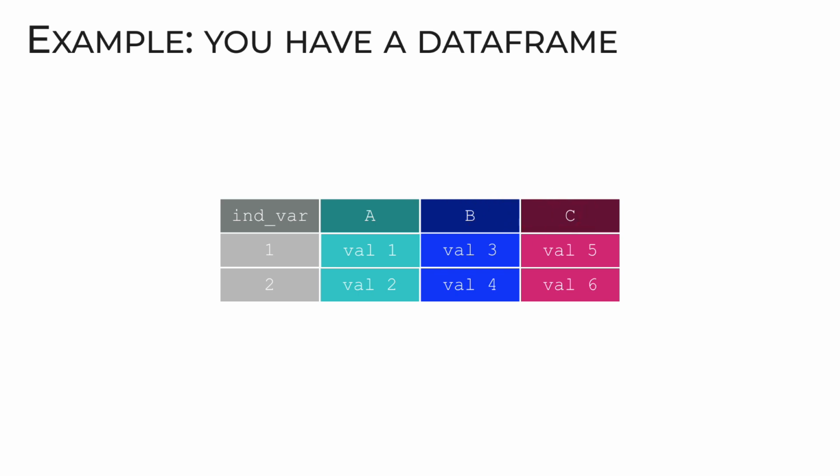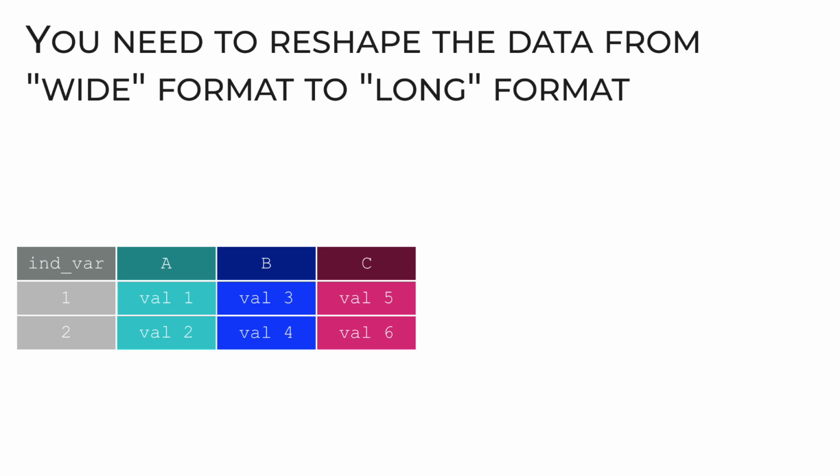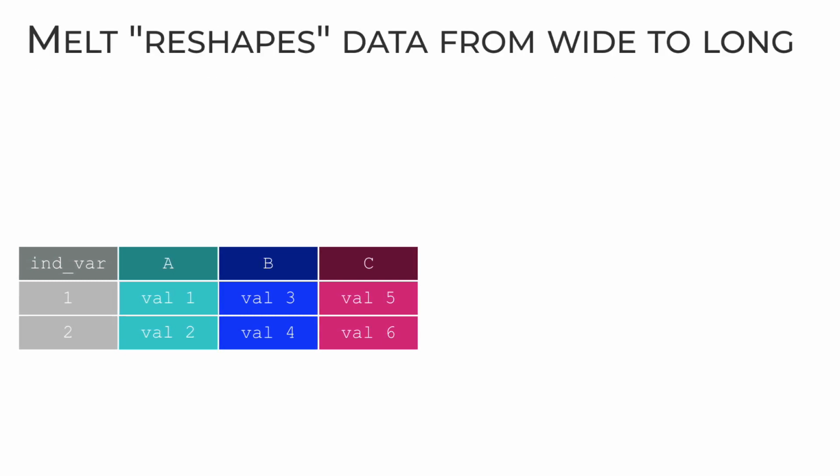And let's just assume for the time being that these different names of your columns, A, B, and C, let's say that those are categorical values of what should be one single variable. So ultimately, we need to reshape this data from this so-called wide format to a long format. That's really what melt does. Melt reshapes the data from wide format to long format.